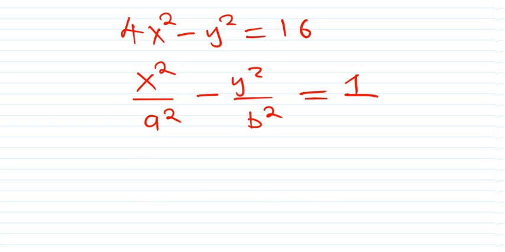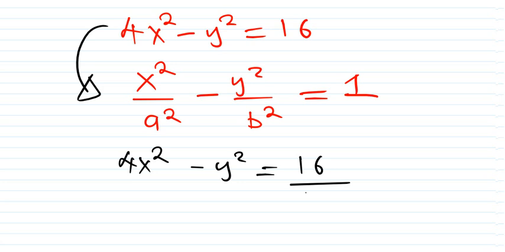Okay, so let's now take the given equation to the basic form. The basic principle is we need to have a constant of 1 on the right. So how do we do that to what we have on top? We have to divide by 16, right?